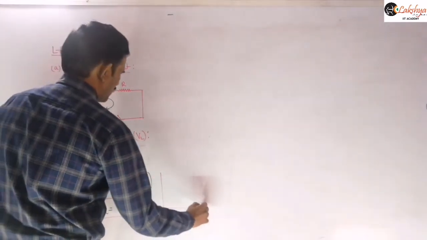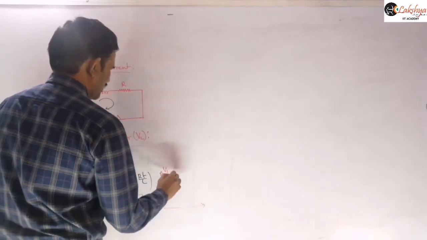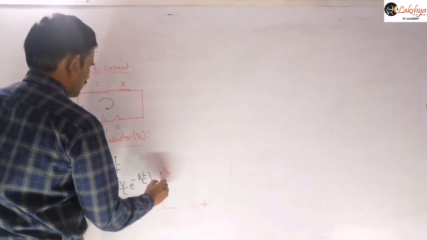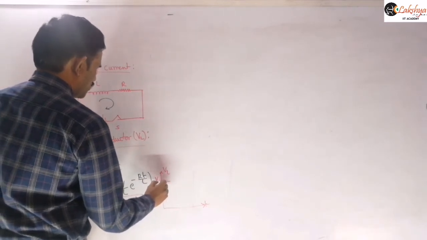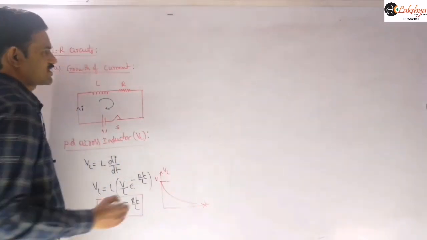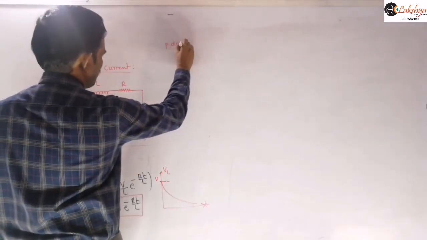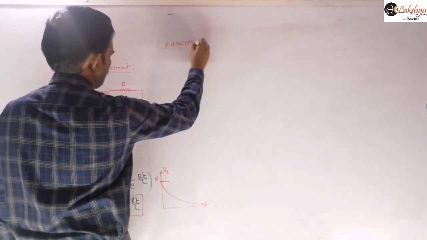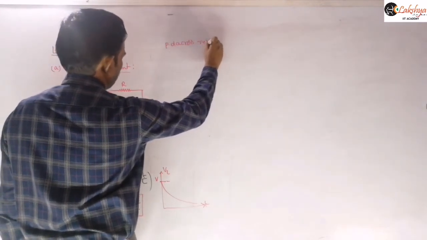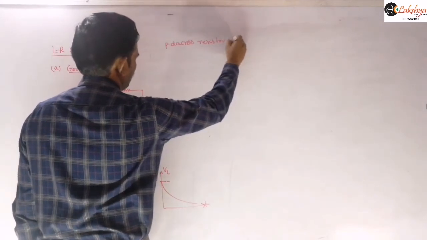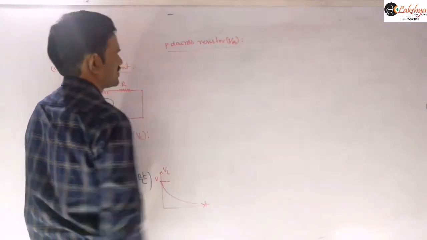If you draw the graph of VL versus T, initially the maximum value will be there, V naught or V. Now it goes on decreasing, so that is an exponential decay you will get. And next let us write the potential difference across the resistor.